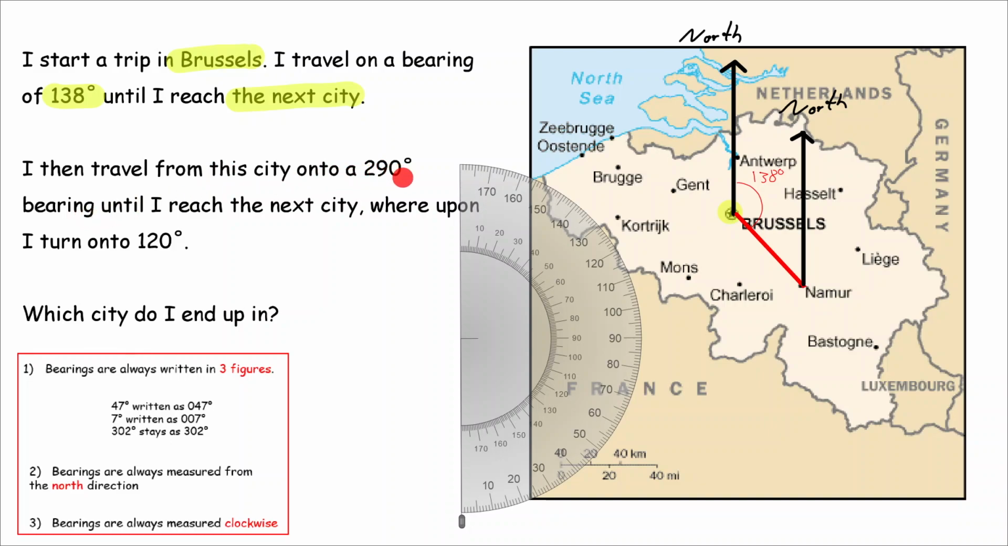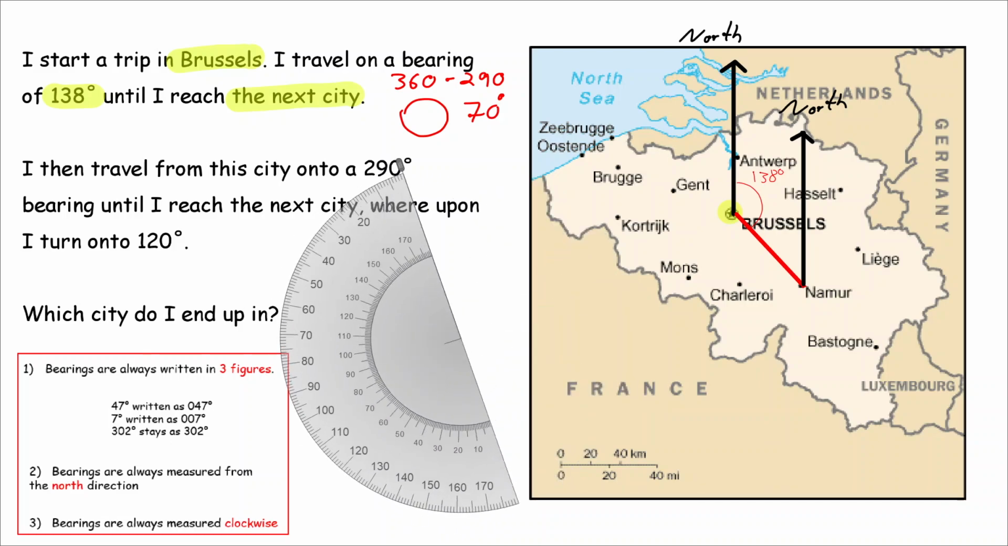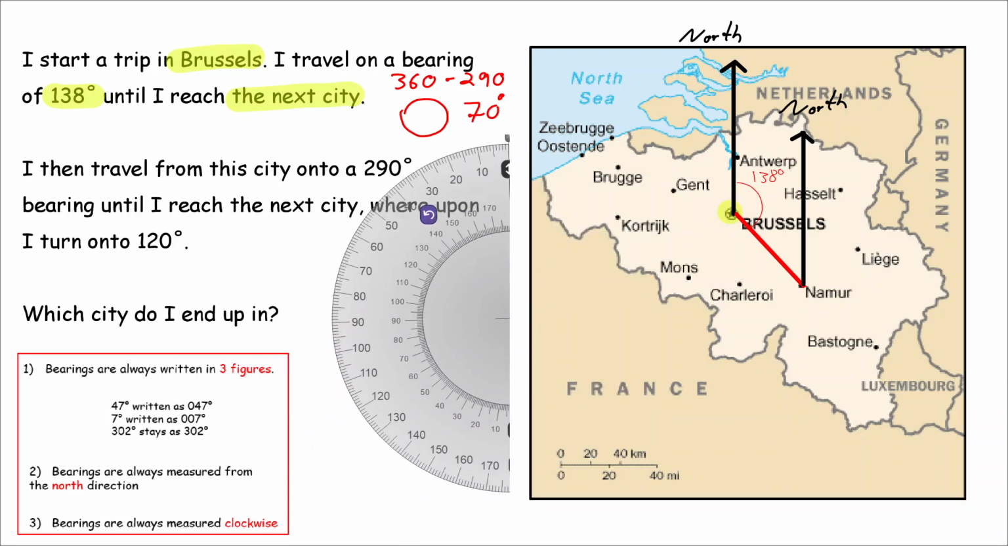Right, now this is a bit more awkward because your protractor only goes from 0 to 180. But we know from the previous video that in a full circle you've got 360 degrees. So what I can do is, if I do 360, I take away 290. That's going to give me 70 degrees. If I measure the bearing of 70 degrees, going in the opposite direction to clockwise, so this way, that will actually give me the bearing of 290 degrees that I want. Let's go and put that into practice. So let's flip this around like that, okay, and put this onto here.